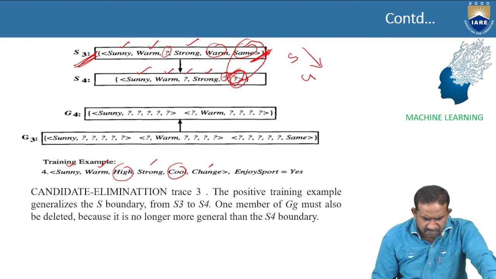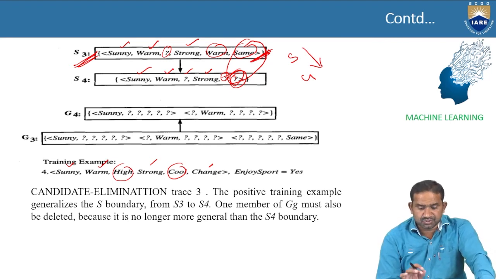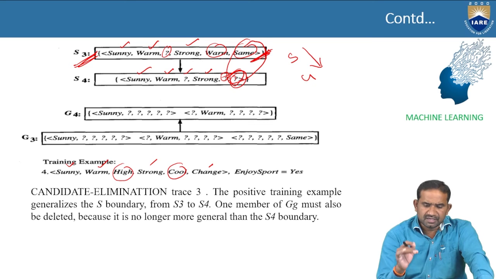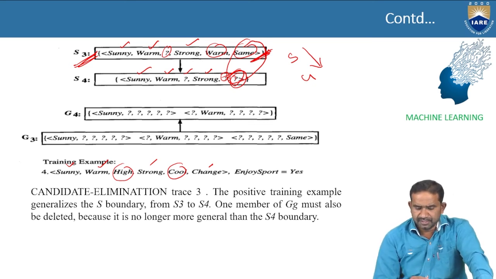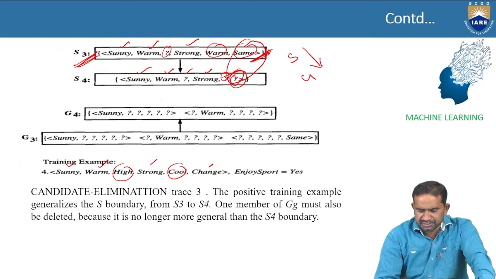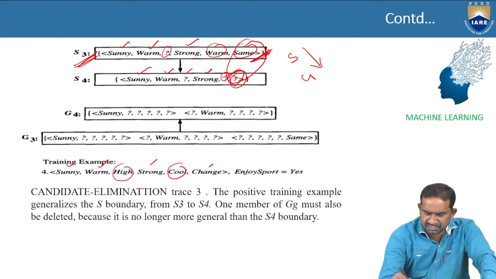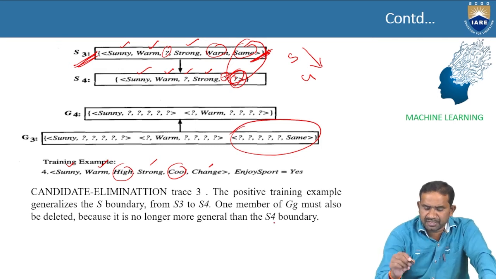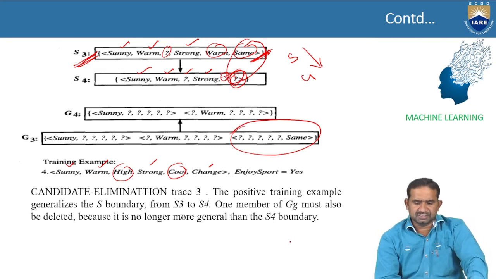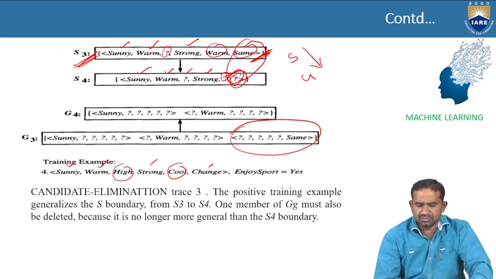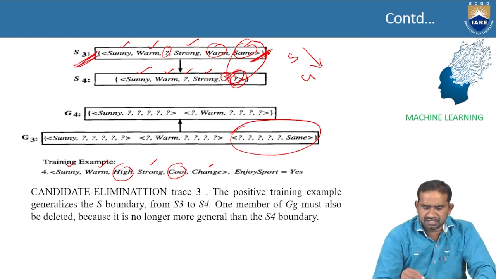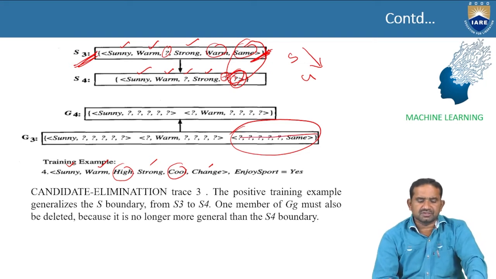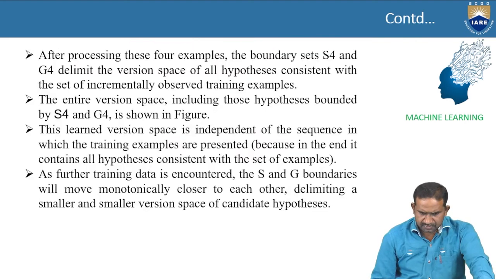The positive example generalizes the S boundary, the specific boundary, from S2 to S4. Why? Because there are no changes, so it goes from S2 to S4 with the fourth example. One member of the G must also be deleted. This value is deleted because it is no longer more general than the specific boundary. Why? Because there is nothing more general in the boundary. Is it more general here? No, because the previous one is the same and here it is different, so we can simply remove this one. And finally you get two values as the generalized fourth one. Right.